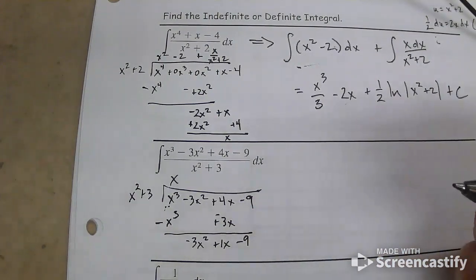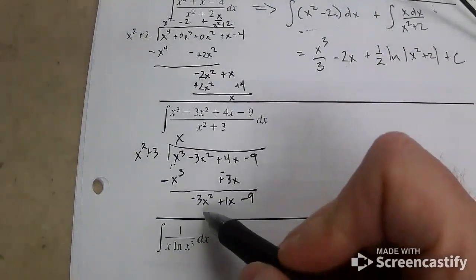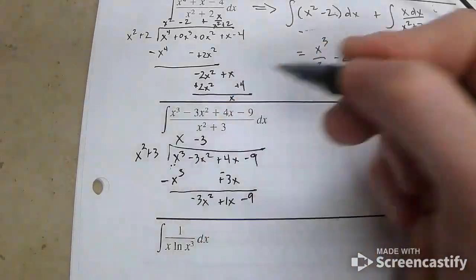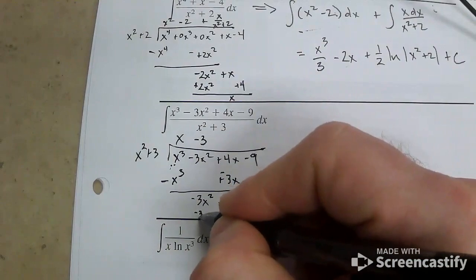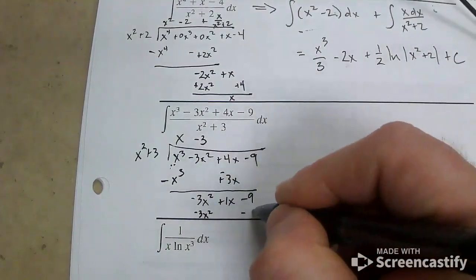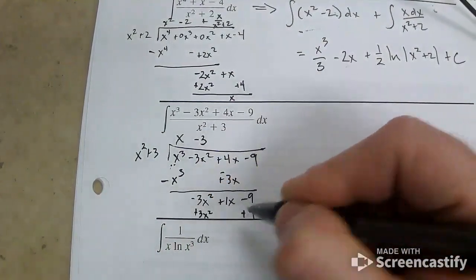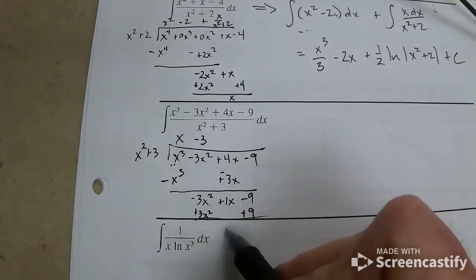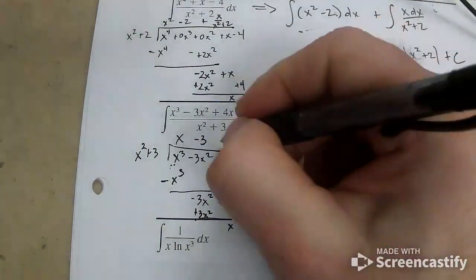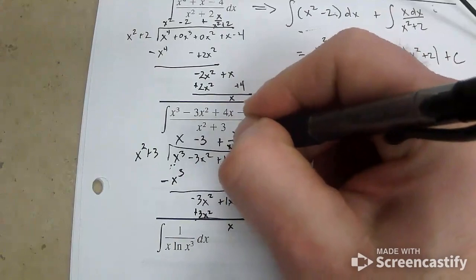And I got a minus 9 there. Sorry. So then multiply this by negative 3. So then I get negative 3x squared minus 9, but in reality that's going to become a plus 9. So then I'm left with just x here. So that's going to be my remainder, x over x squared plus 3.